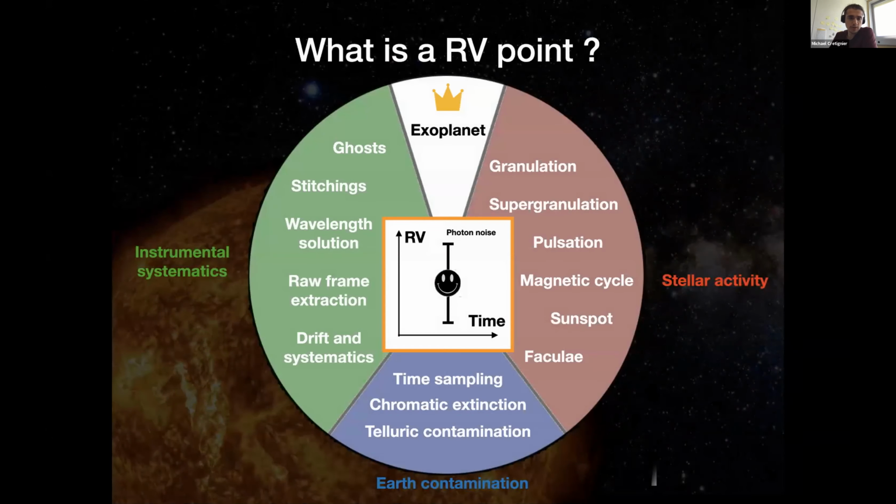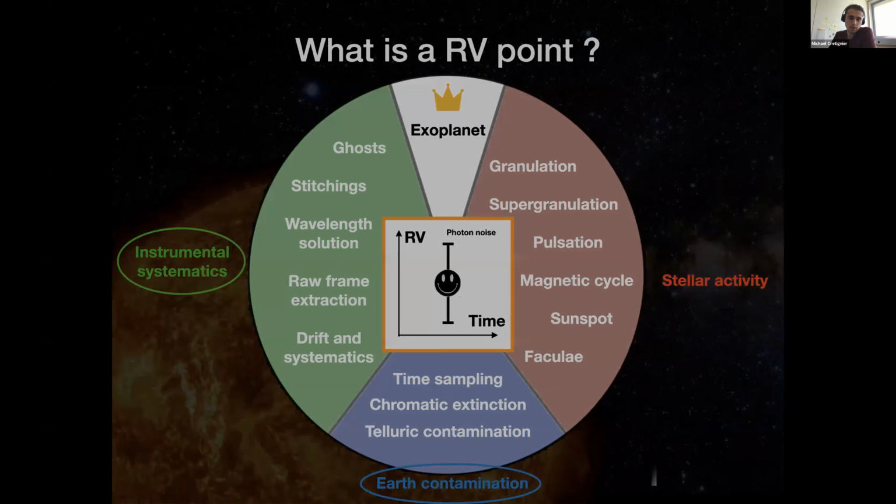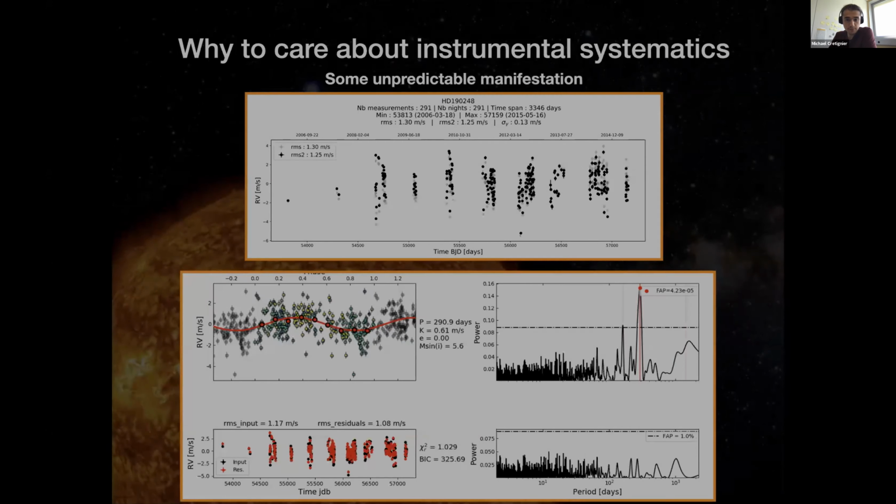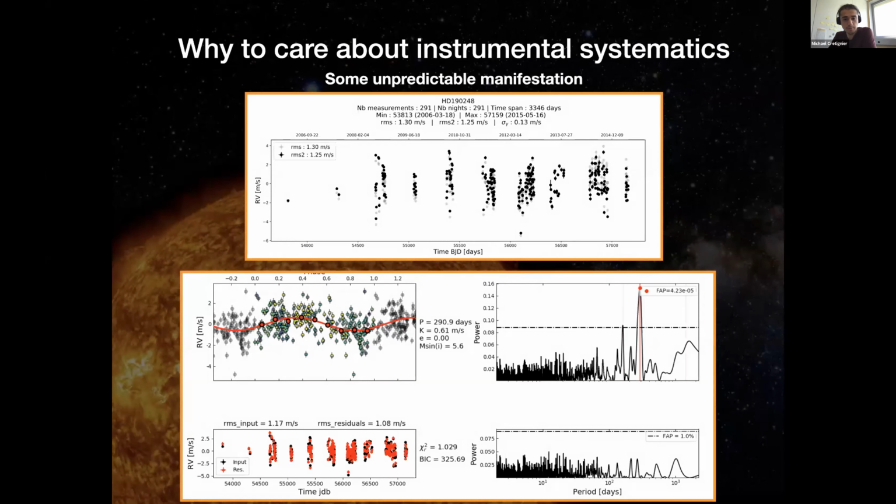Now, talking more about instrumental systematics and the Earth contamination, the first question that I would like to answer is, is there really a problem with instrumental systematics today? In fact, I would like to argue that yes, we have a problem.